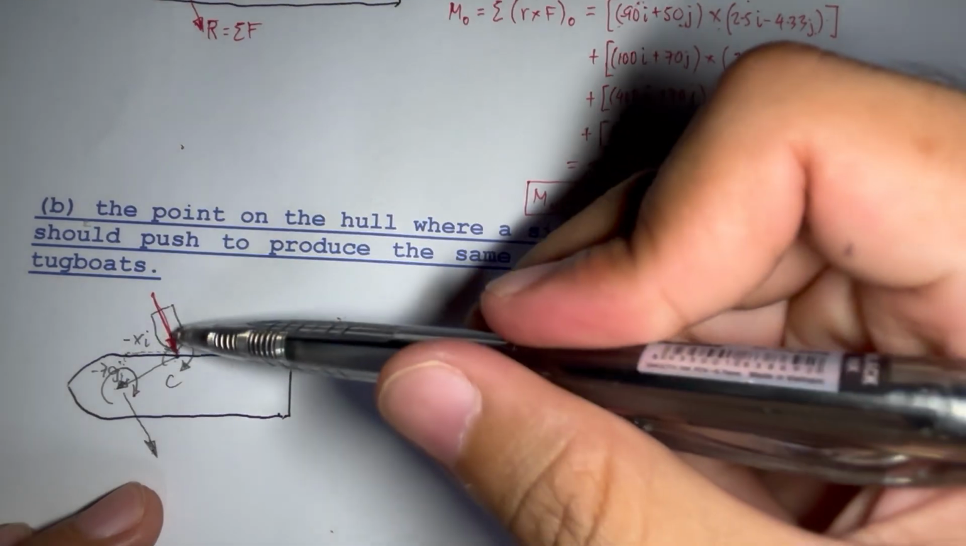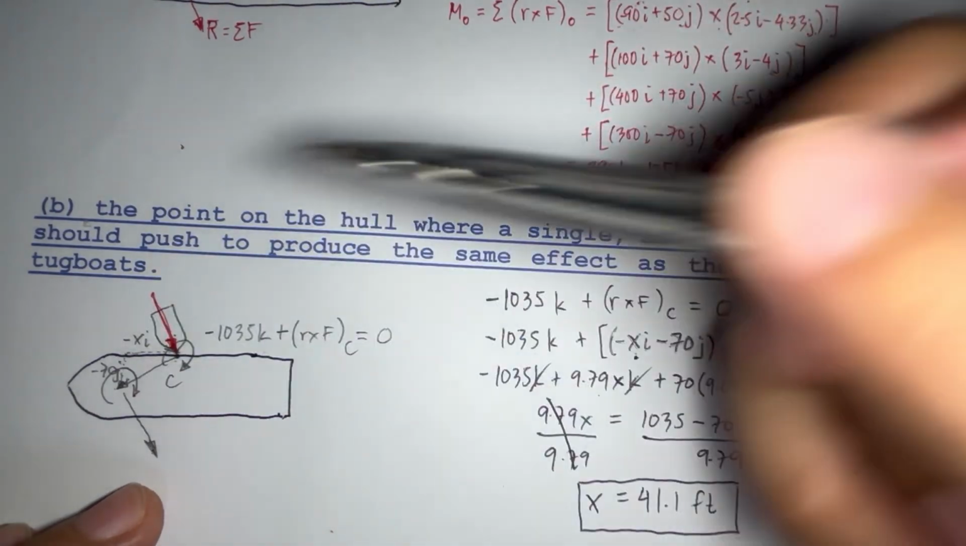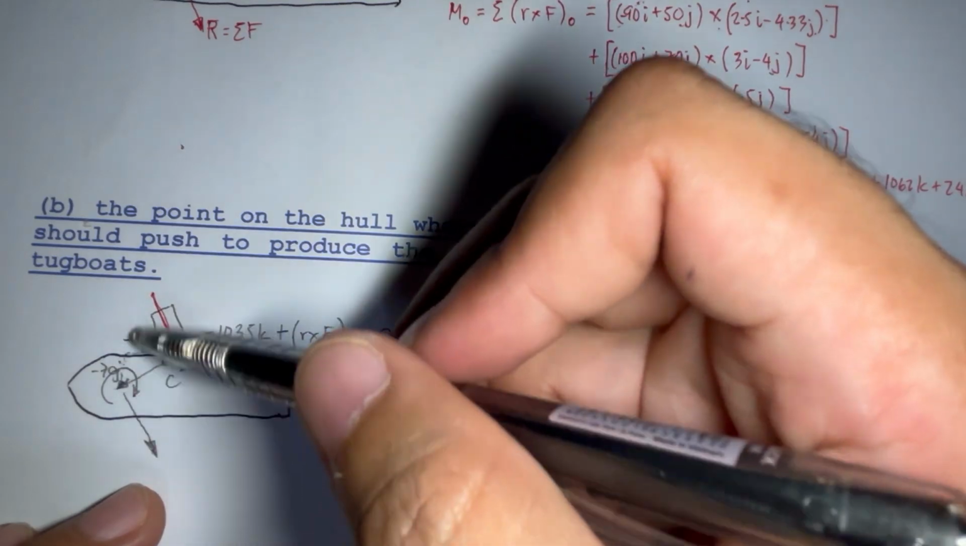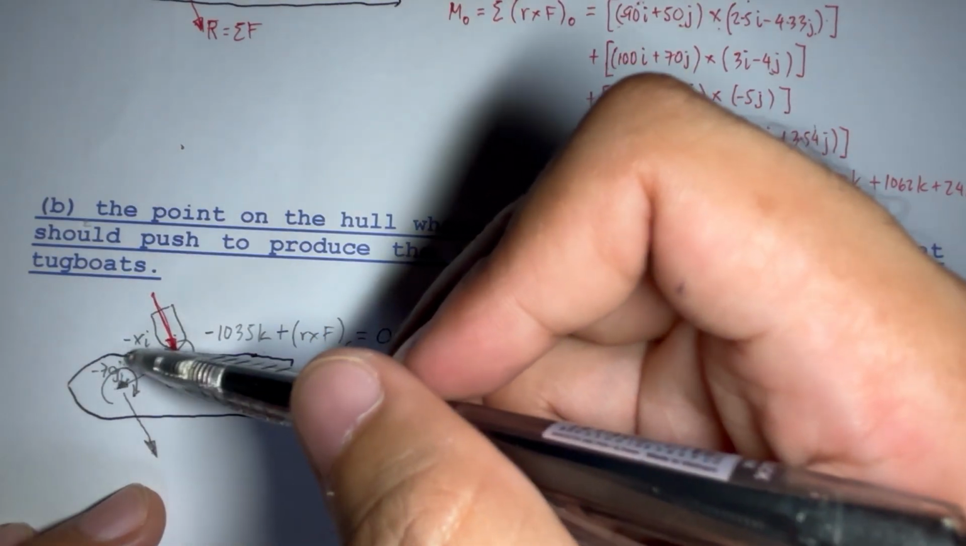So therefore, the force should be located at 41.1 feet from our point O along the x-axis.